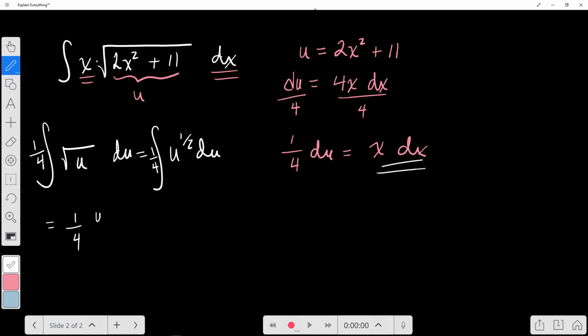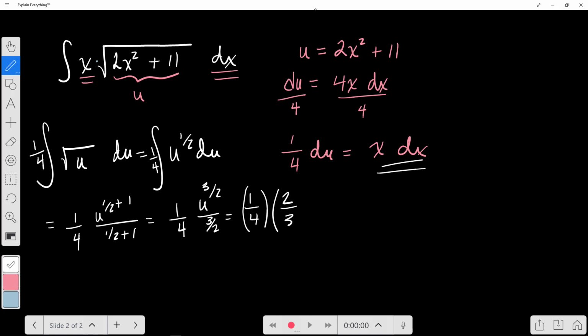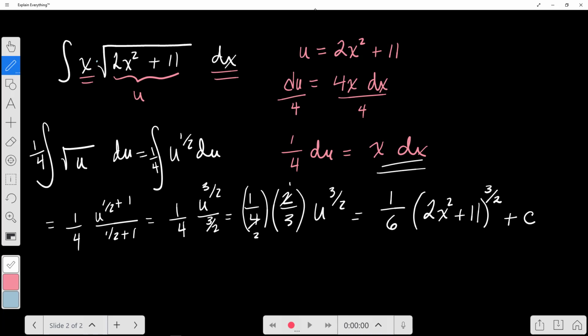I'm ready to find my antiderivative, so I do that to the 1/2 power. So I get u to the 1/2 plus 1 over 1/2 plus 1. That's going to give me u to the 3/2, because 1 would be 2 over 2. Just like I did on the last one, I'm going to flip the denominator fraction. And so u to the 3/2, 2 goes into 4 2 times, so that would be 1/6, and then u is 2x squared plus 11, and then finally to the 3/2 power.